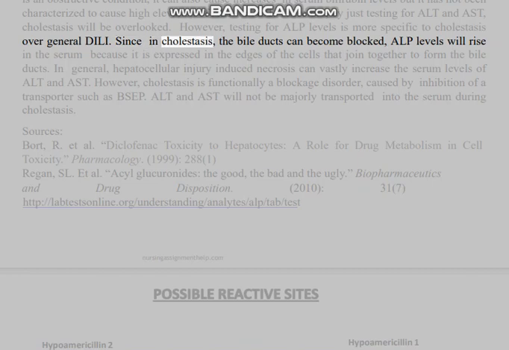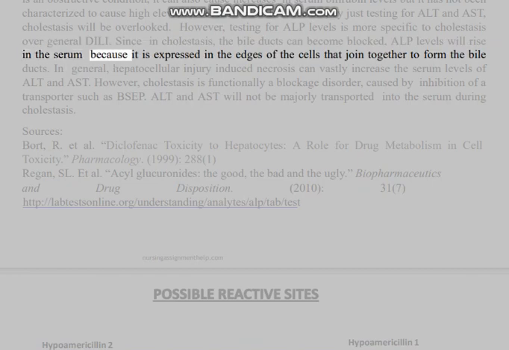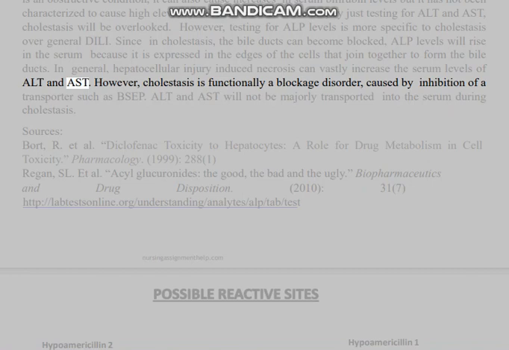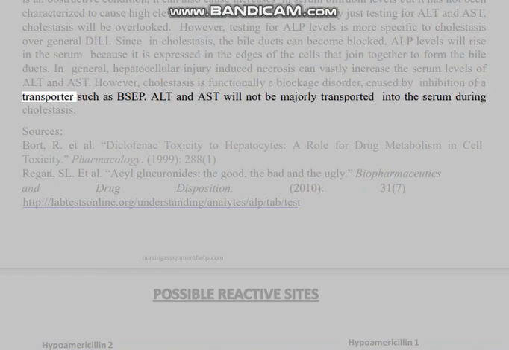Since in cholestasis the bile ducts can become blocked, ALP levels will rise in the serum because it is expressed in the edges of the cells that join together to form the bile ducts. In general, hepatocellular injury-induced necrosis can vastly increase the serum levels of ALT and AST. However, cholestasis is functionally a blockage disorder caused by inhibition of transporters such as BSEP. ALT and AST will not be majorly transported into the serum during cholestasis.